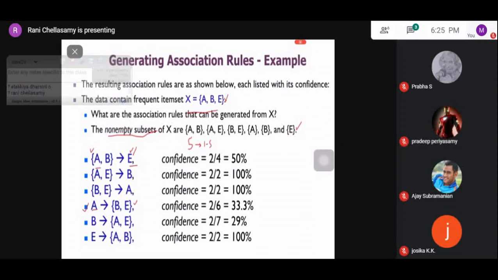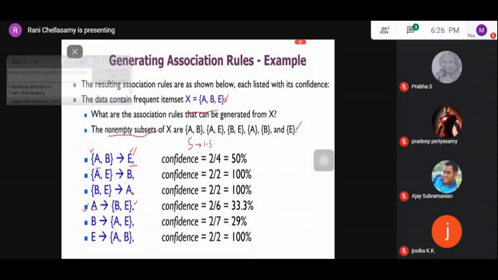So with those non-empty sets, you go by framing the rules. S implies I minus S. Let's take AB on the left hand side. I minus S means, leaving the AB, you have E in the item set. So E should be on the right hand side. So AB implies E. If this is the rule, next you have to check whether this rule is a strong association rule or not by finding the support and the confidence.